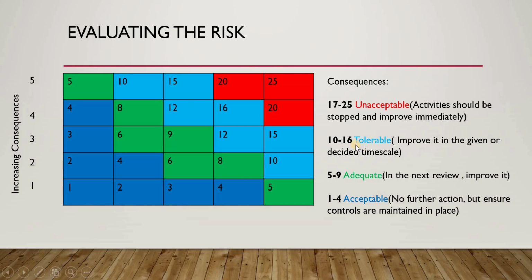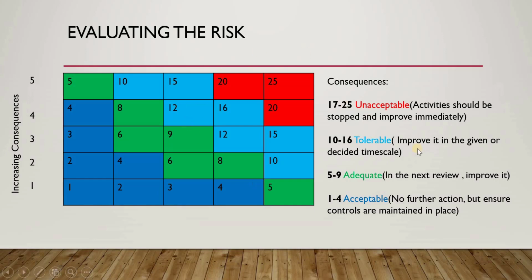On the 10 to 16 locations it's tolerable, improve it in the given or decided time scale. You have to improve it and give it a specific time scale, and you have to improve it in that time duration. On the 17 to 25 you can see that the activity should be stopped and improved immediately. In that case we must not work, and the work should be stopped immediately.